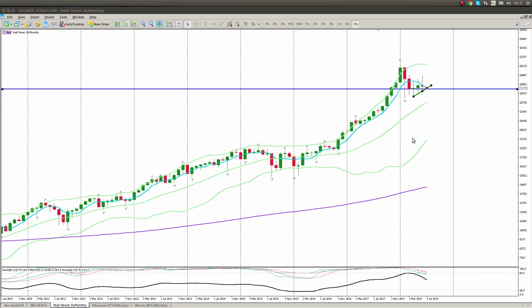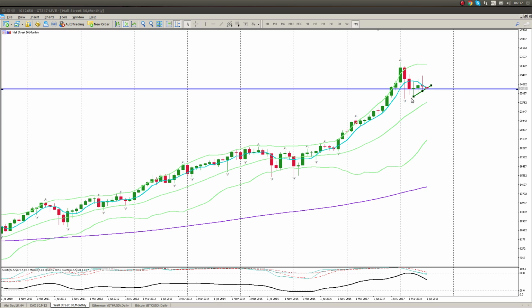Before we look at the daily pictures and the lower time frames that allow us to trade, let's have a look at what the bigger picture is on the monthly. The monthly closed off with a doji with a much longer tail to the upside than to the downside, which to me is indicating that the sellers are still very much in control of the Dow Jones.